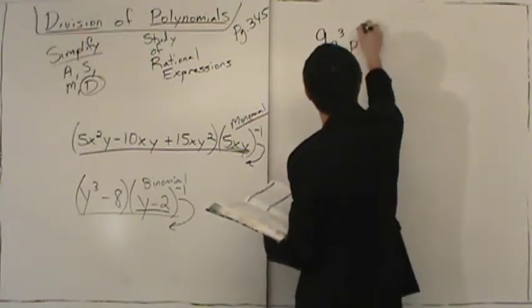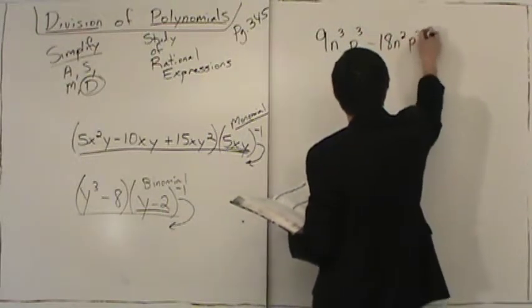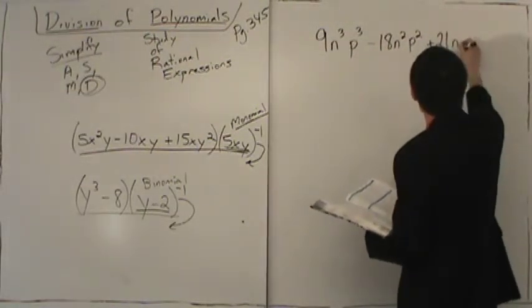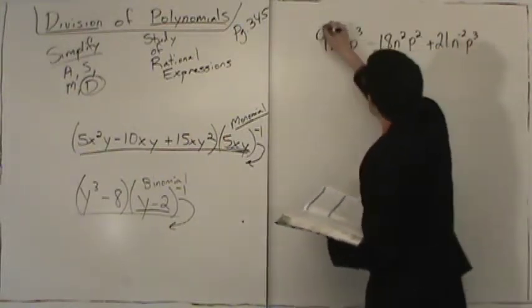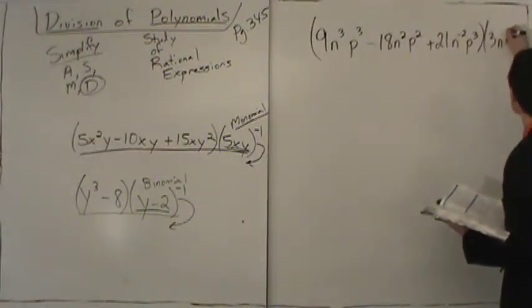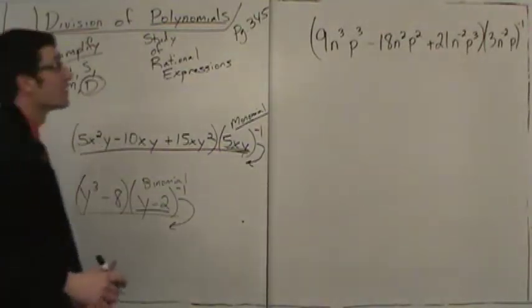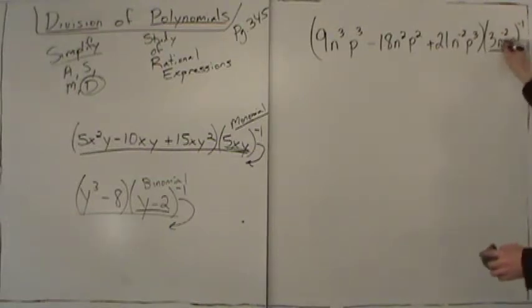9n cubed p to the third minus 18 n squared p squared plus 21 n to the negative 2 power p to the third, multiplied by 3 n to the negative 2 p to the negative 1. Well, it's just p to the negative 1 power. Let's do this. Okay, so now first we look at what is moving to the denominator. Is this a monomial or a binomial? Hopefully you say it's all multiplication.